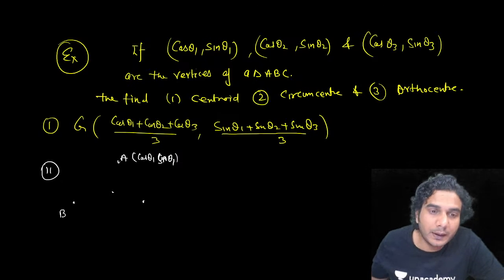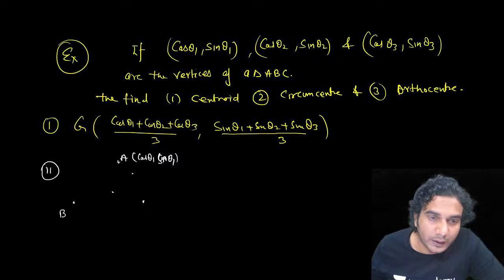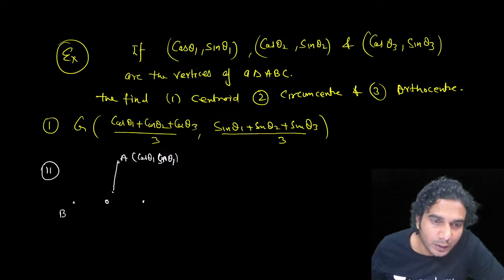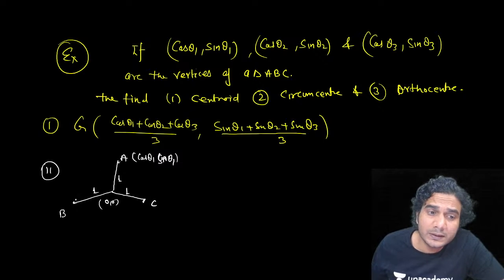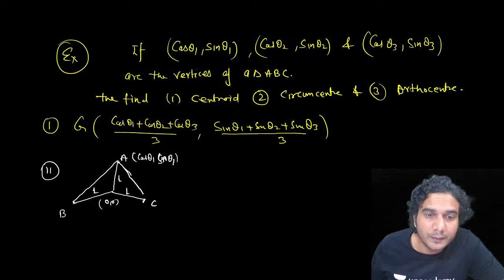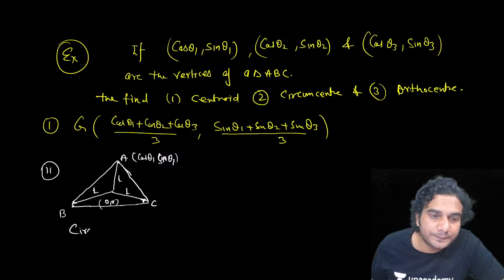So the distance of this vertex A, and B and C from origin O, (0, 0), all three distances are 1. That means origin is equidistant from these 3 vertices. That means origin is nothing but the circumcenter, because only the circumcenter is equidistant from all 3 vertices. So circumcenter is origin. Now the third point is orthocenter.